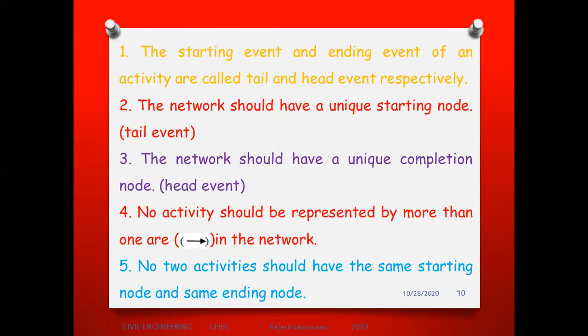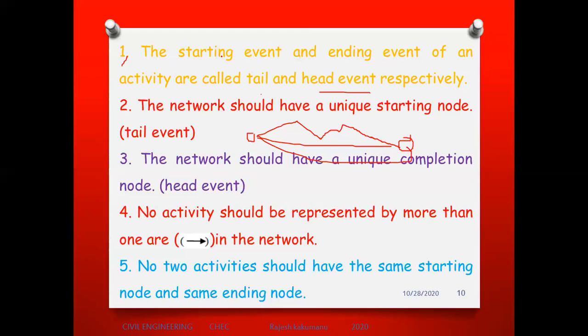What is the first rule? The starting event and the ending event of an activity are called the tail and head event respectively. As we said earlier, whatever the shape and direction, one is the starting point and the other is the ending point. It may come in a different way and complete, or go in a straight line fashion. You have 3 ways of depicting the figure in the question.